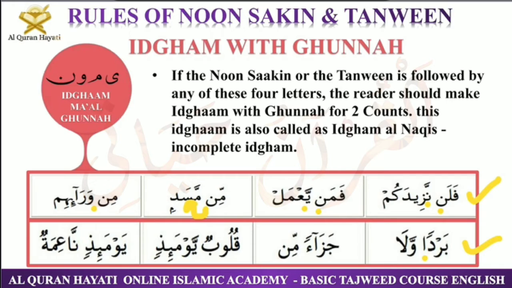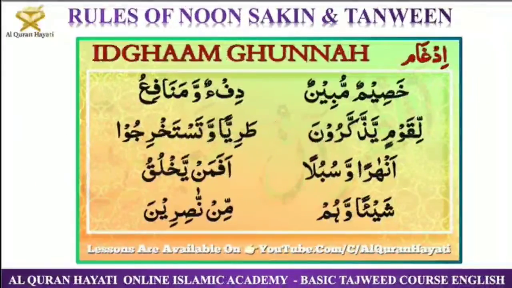Bardan wala. جزاء من قلوب. يومئذ ناعمة. Whenever you see noon sakin and tanween followed by 4 of these idgham letters, then you will have to do merging, that is idgham with 2 count gunna. Alhamdulillah. Now here are a few examples. I'm going to recite these examples first with idgham ma'al gunna, idgham with gunna.